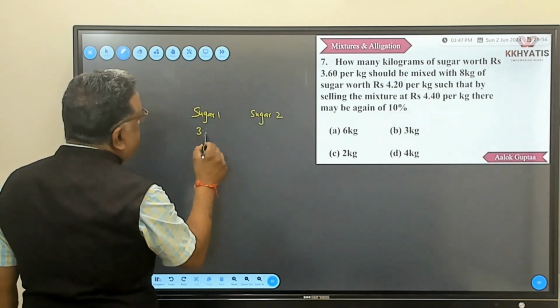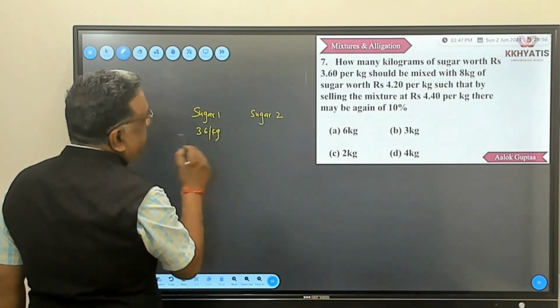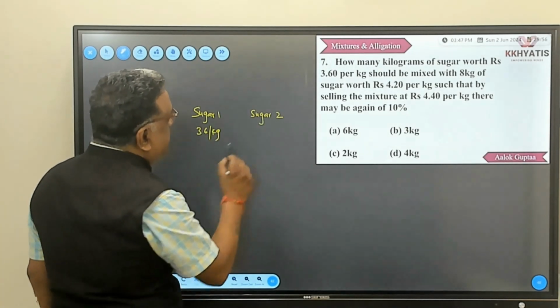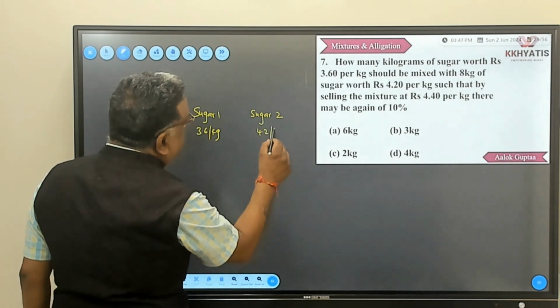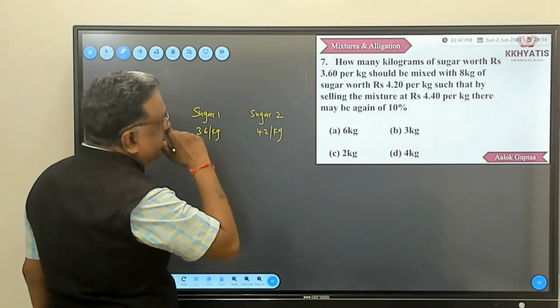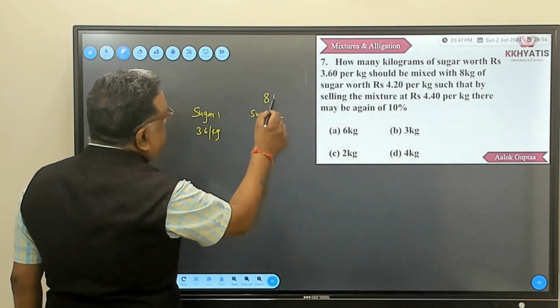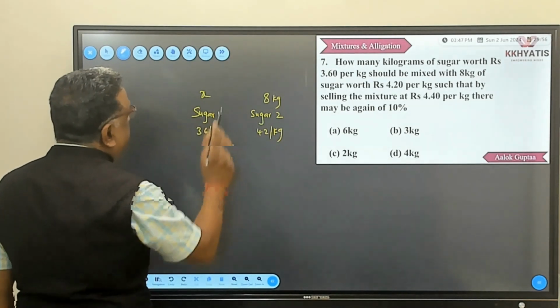Here the rate is 3.6 per kg. Here the rate is 4.2 per kg. This weight is 8 kg. This weight I don't know, I'll take it as X.